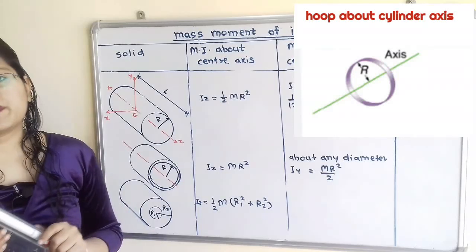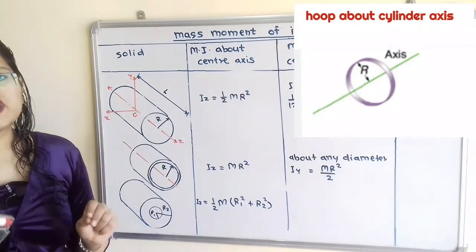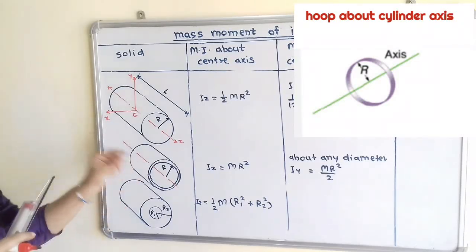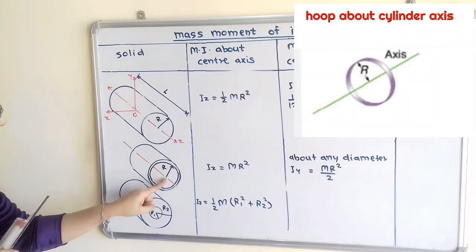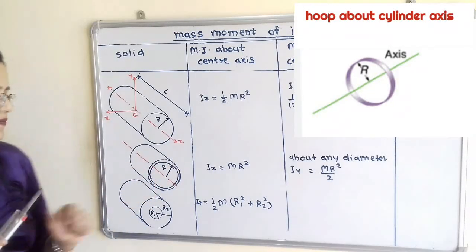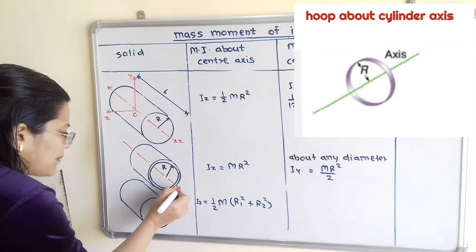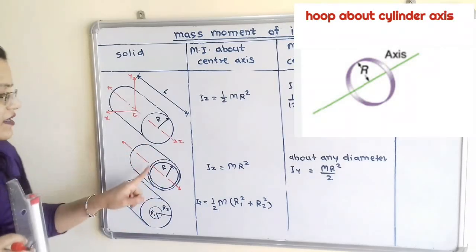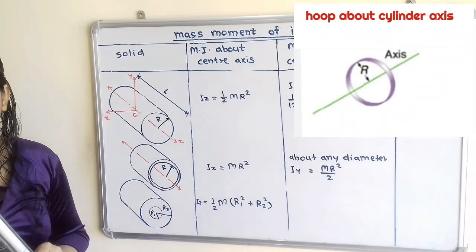Now the second type of cylinder is the thin cylindrical shell. It is also known as a hoop. So here it is very thin, so we can consider a radius capital R. Then for the axis passing through the center and parallel to the length L of this cylindrical shell, Iz is equal to mr square.